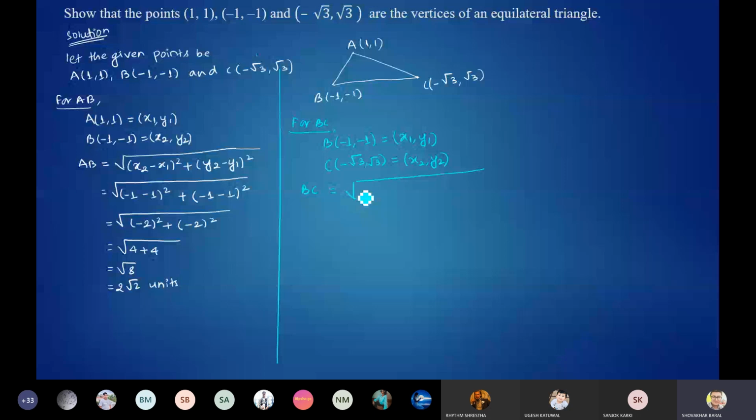Okay, if anyone asks you the distance between BC or the length of BC, then you can find it by using the distance formula. If two coordinates are given and they ask for the length, always use the distance formula.